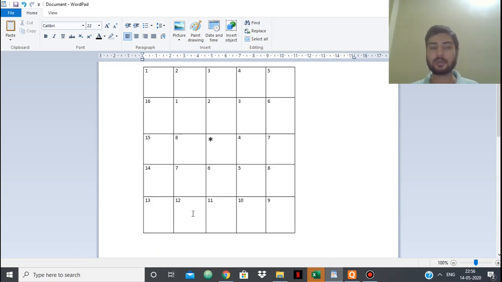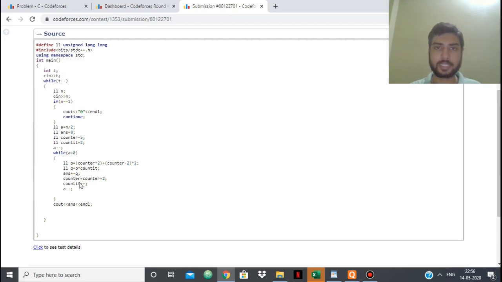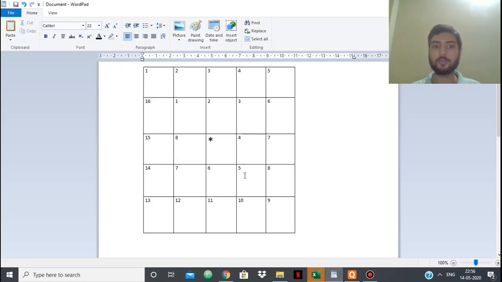Counter is basically the number of cells in the row of that layer. For example, this is layer 1 with 8 cells, so the number in the row is 3. This is layer 2 with 16 cells, so the number in the row is 5. Till that point I keep on adding, and the final answer will be in the variable answer. So the basic idea is we'll be moving layers of cells into the center position, and each of these layers will require count number of moves. So count is equal to 1, count is equal to 2, and so on.